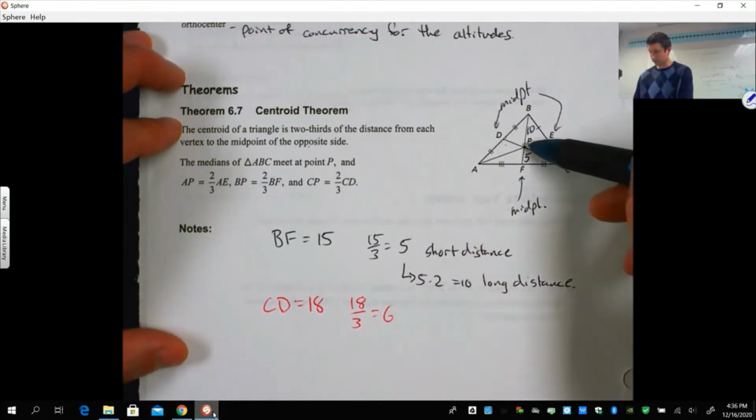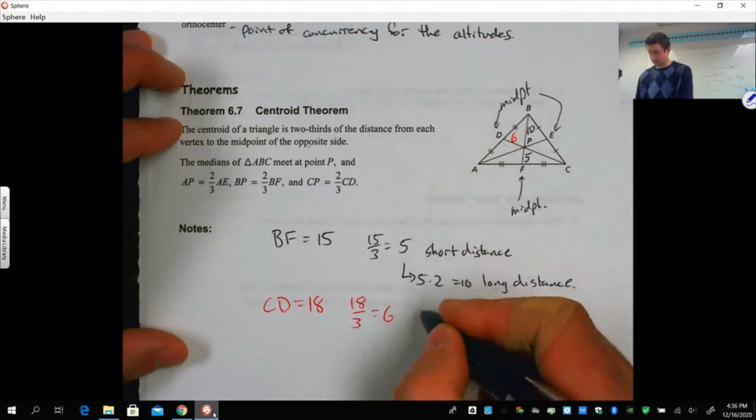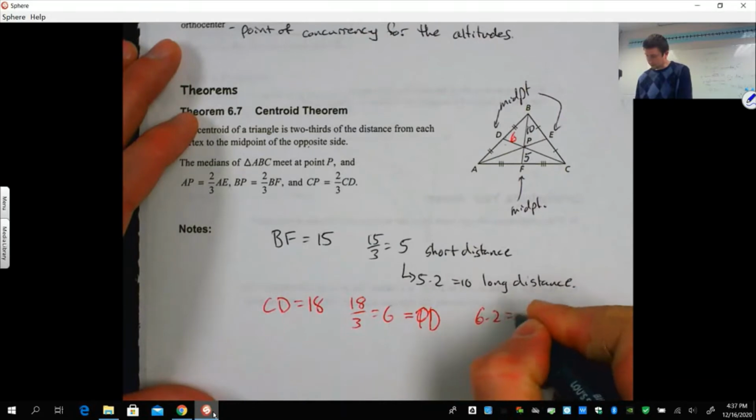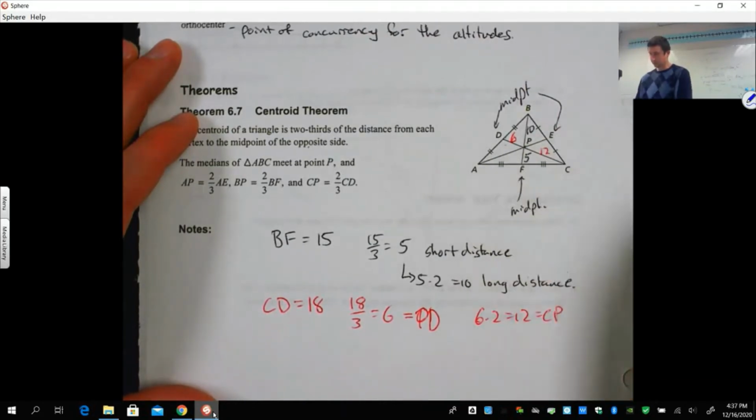So it looks like that would be from P to D. That would be 6. So that equals P to D. And then we're going to take 6 times 2, that is 12, and that is going to be C to P. So that's 12 right there.